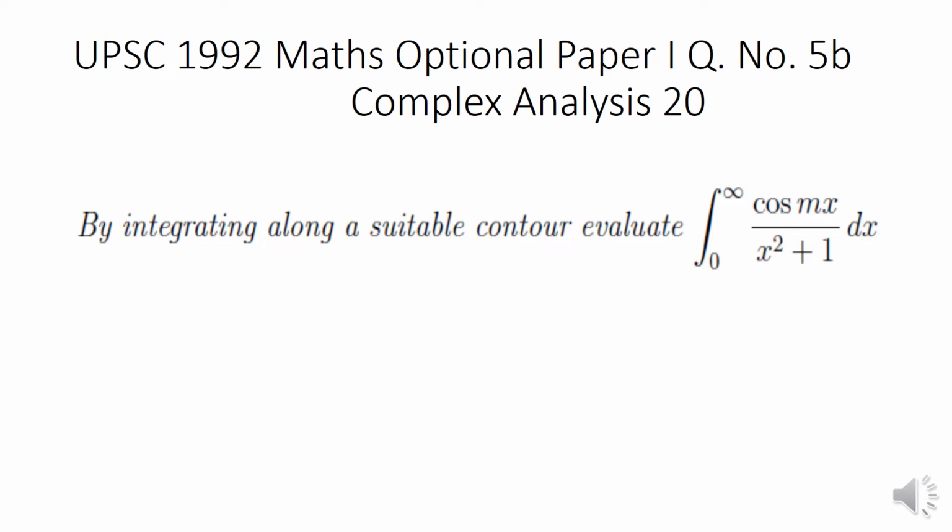In this video I will discuss question number 5b of the Mathematics Optional Paper, UPSC 1992, complex analysis, a question of 20 marks, where we have to integrate along a suitable contour. We have to evaluate the integral from 0 to infinity of cos mx upon x square plus 1 dx. Now this comes under definite integrals, that is, how to evaluate definite integrals.